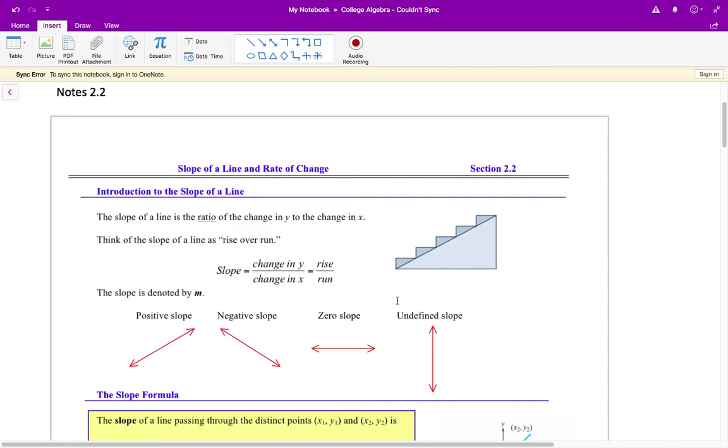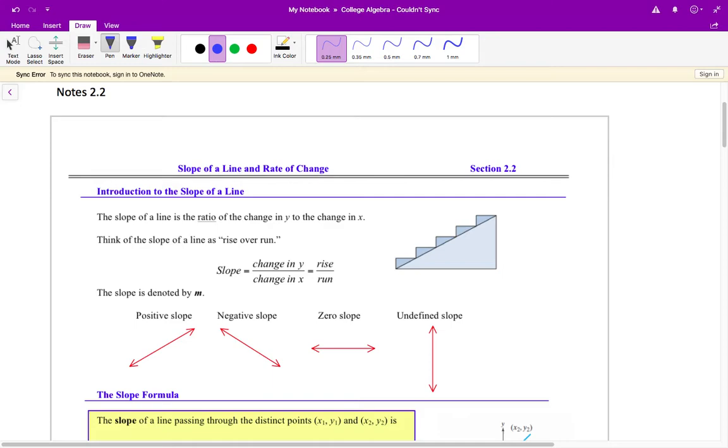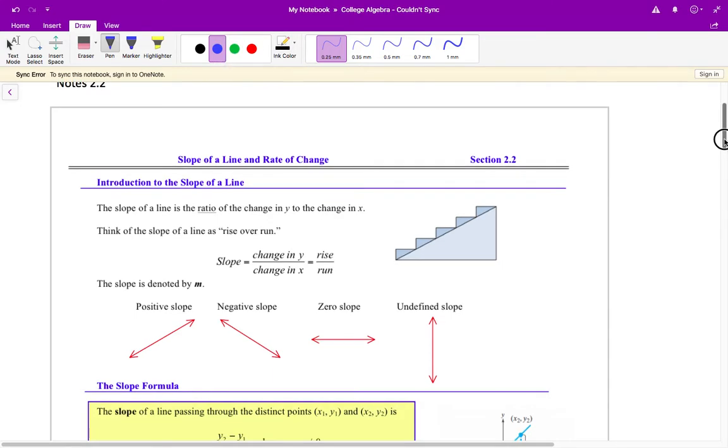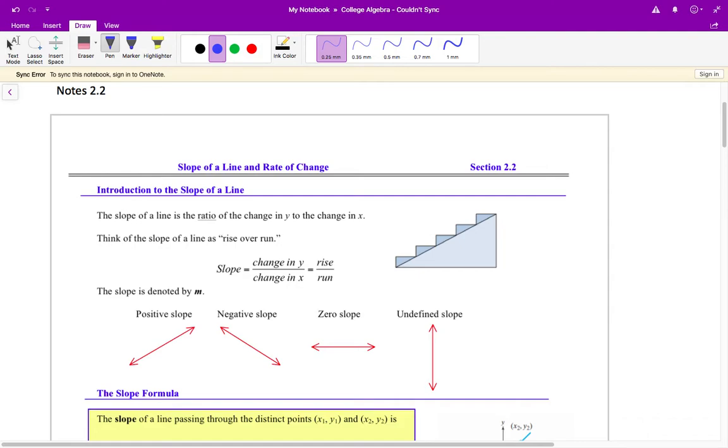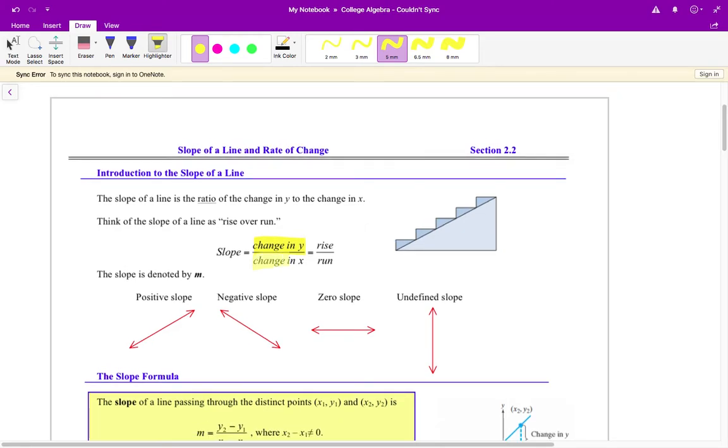So slope is all about how often does something change. In this case, how often does my distance change as I go up every unit of time? More specifically, what happens to my y value as I increase my x value by 1? Okay, so this is the equation I'd want to use. Slope is equal to the change in y over the change in x. And when we talk about this equation, it's change in y all over, once again, your change in x. Okay, we call this the rise over the run.